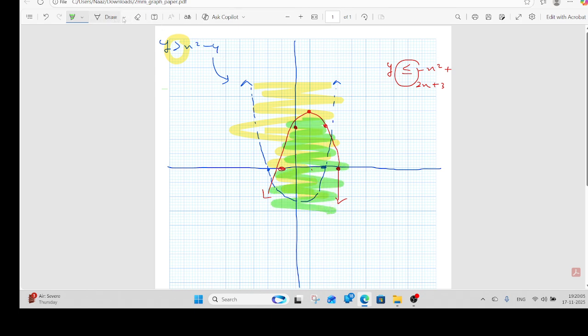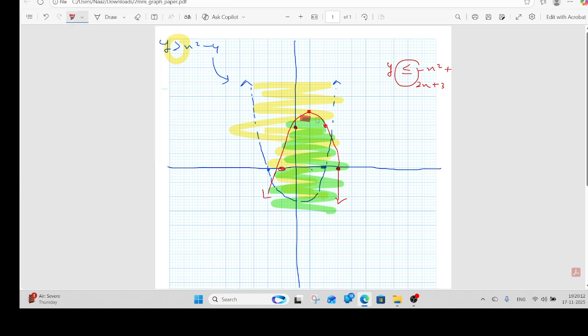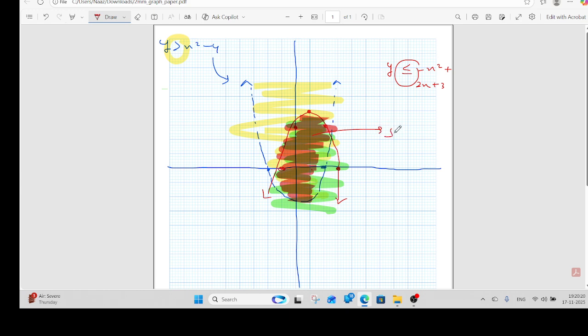Now if you want to find the solution, the solution is the region which is overlapping. So the region that is overlapping is this, right? So this is going to be my solution for both inequalities. That's how we graph a quadratic inequality system. Thank you.